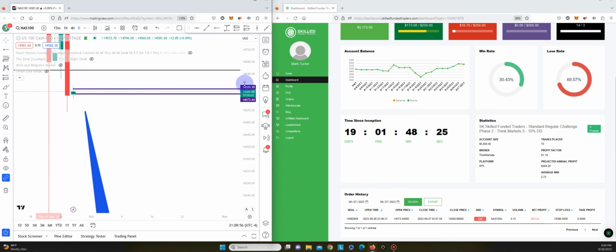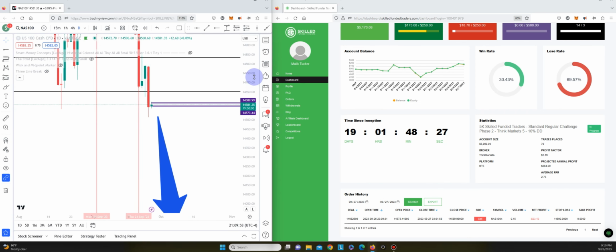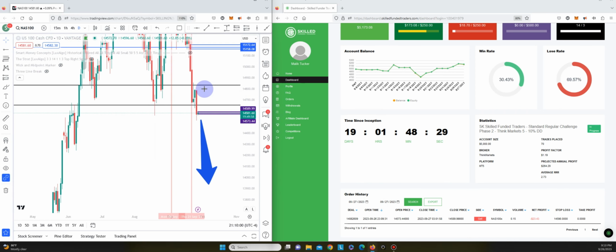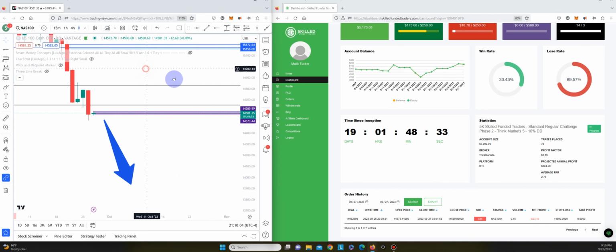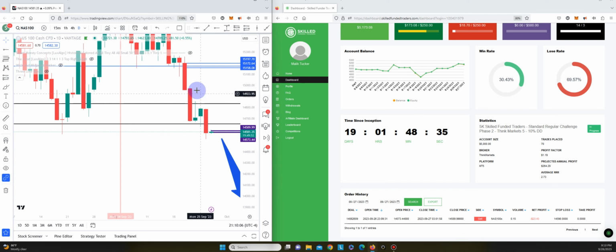I hope you enjoyed this video. I hope you see what I'm talking about with these daily candles, because look at this. Let's even remove this. You get that entry. This is where the market opened, 14,968. You didn't even have to risk 30 pips to make $300. Come on, man. This is what it's about.